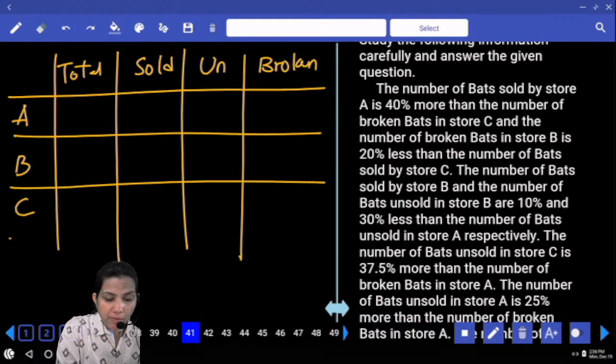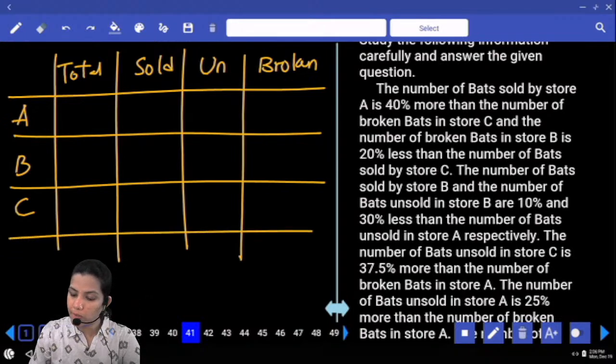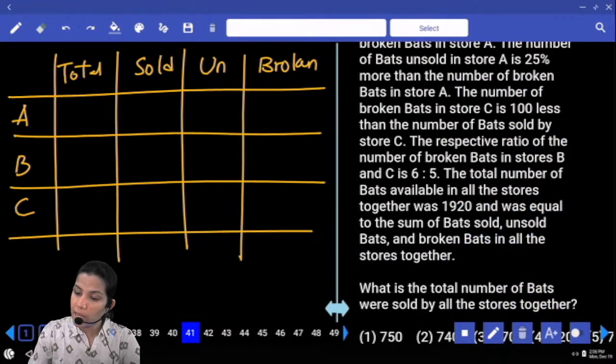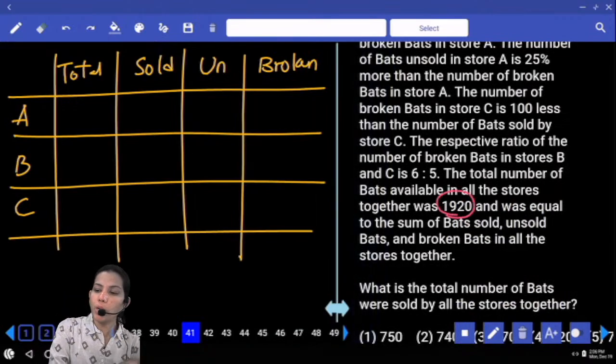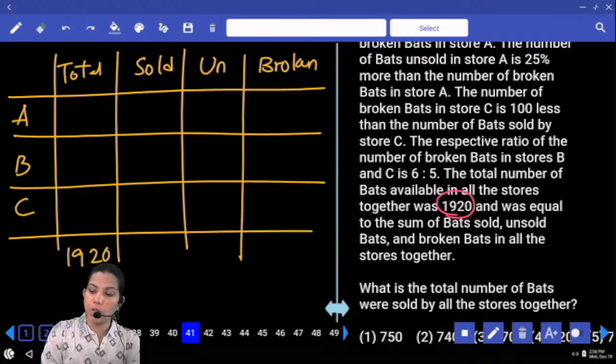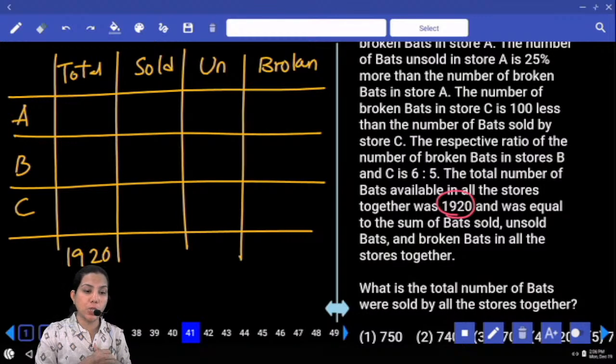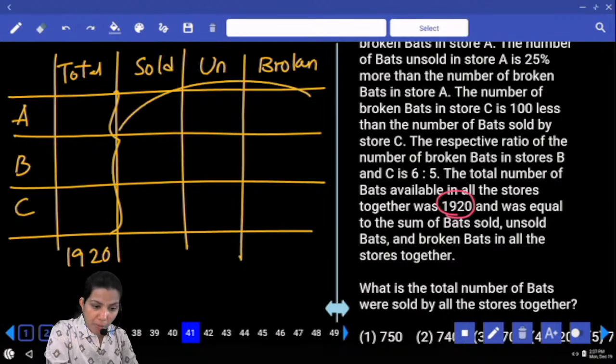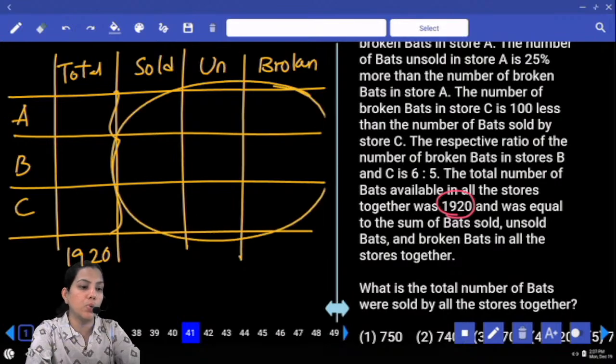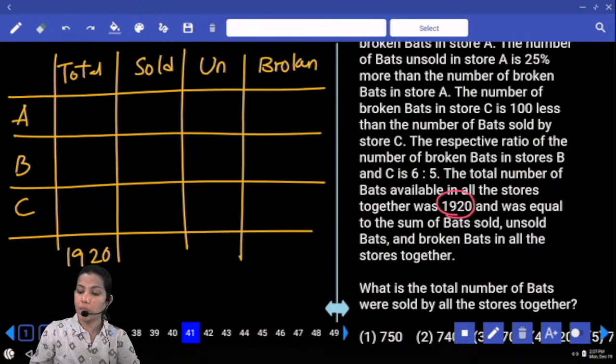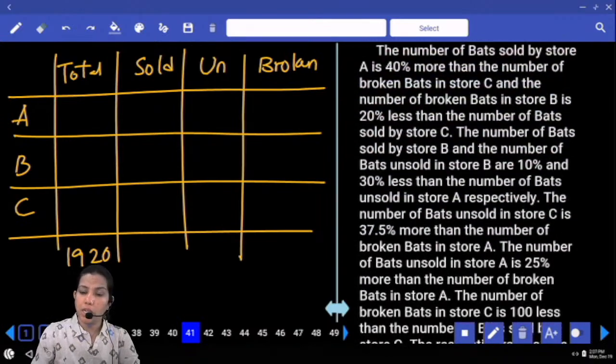No number is given in the question. The only number visible in the entire question is 1920. The total number of bats available in all the stores together was 1920, and this was equal to the sum of bats sold, unsold and broken in all the stores together. If you add these 9 blocks, you get 1920. That is the answer. Next statement, the first information, has many variables.